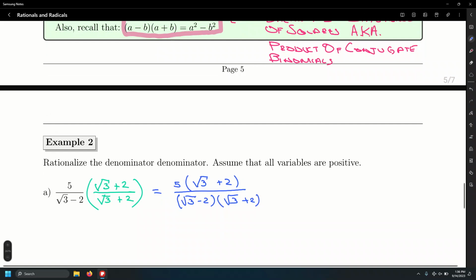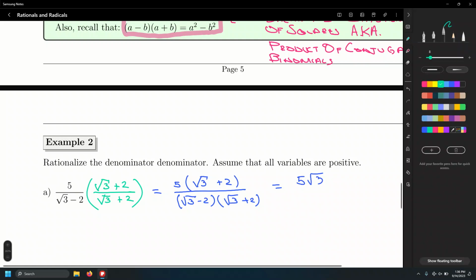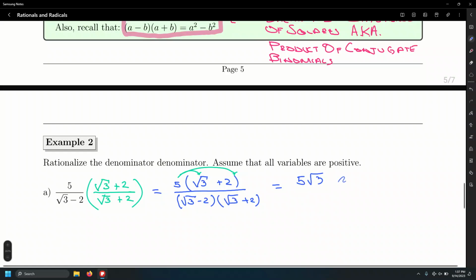Okay, you know what? Let me distribute the 5. That's 5 root of 3 plus 5 times 2. So in the numerator, there's no way around. We will have to do the distributive property. Right? And that's 5 times 2, that equals 10.